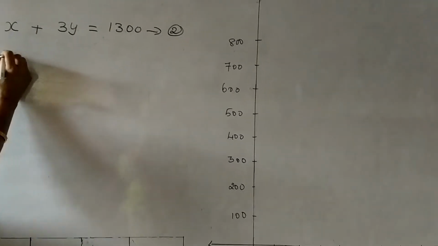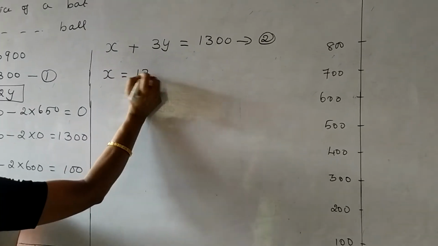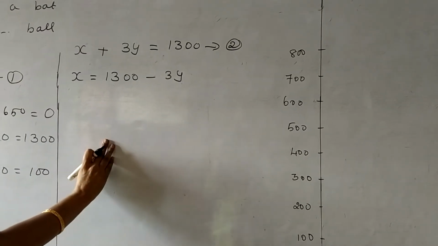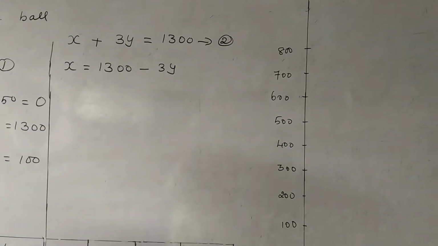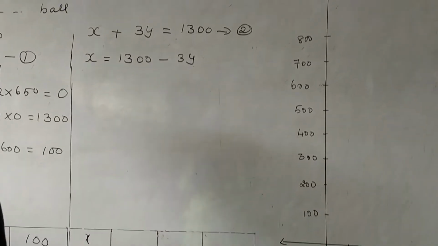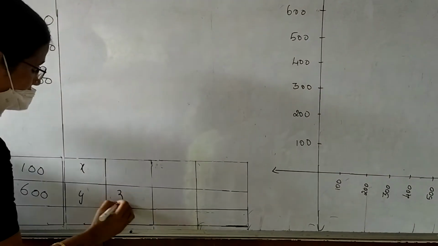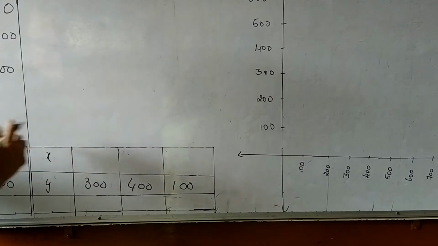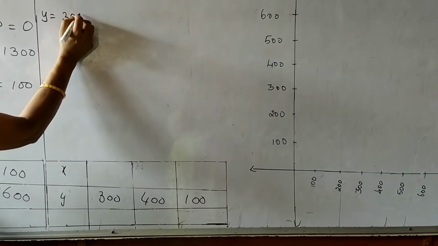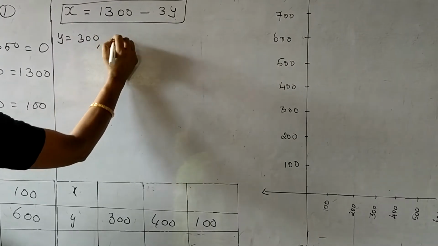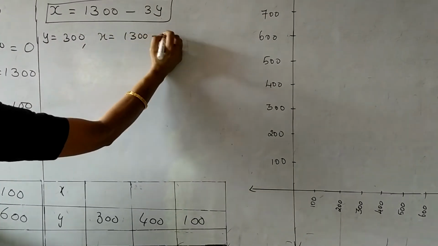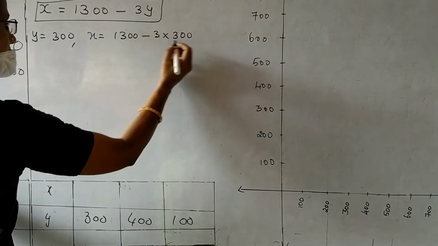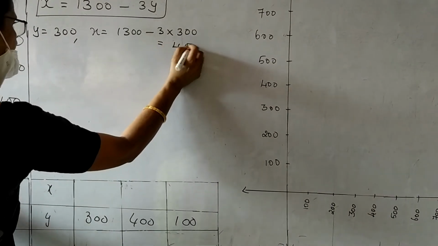Here also X form is easier for me. Therefore, I have formed X form, which is 1,300 minus 3Y. So, the 3 suitable values for Y I have taken are 300, 400 and 100. These 3 values are easier for me. So, I have chosen this. So, when Y is 300, we are going to substitute here. X becomes 1,300 minus 3 into 300. It is 1,300 minus 900, which becomes 400.